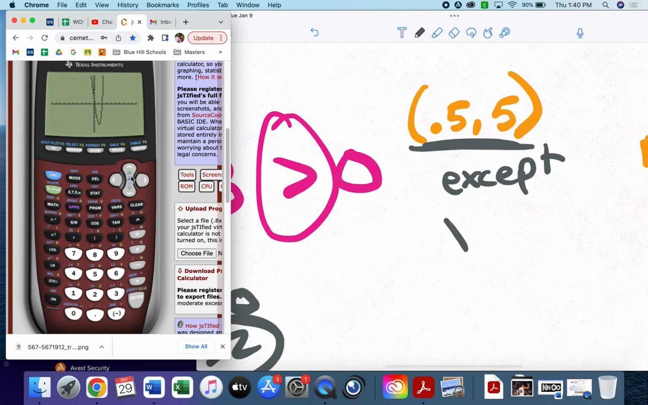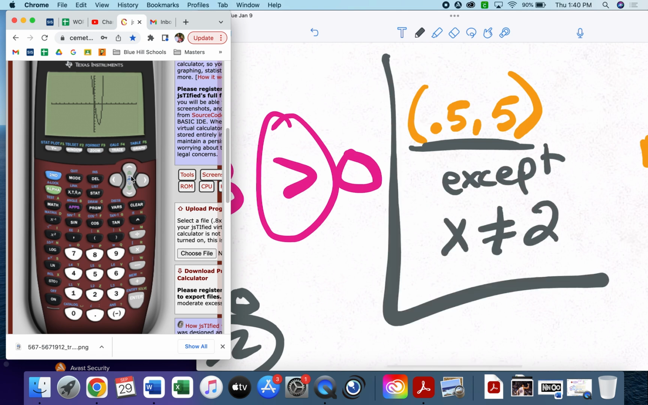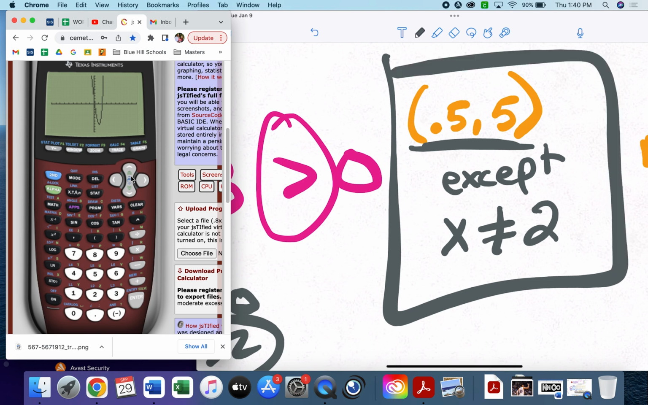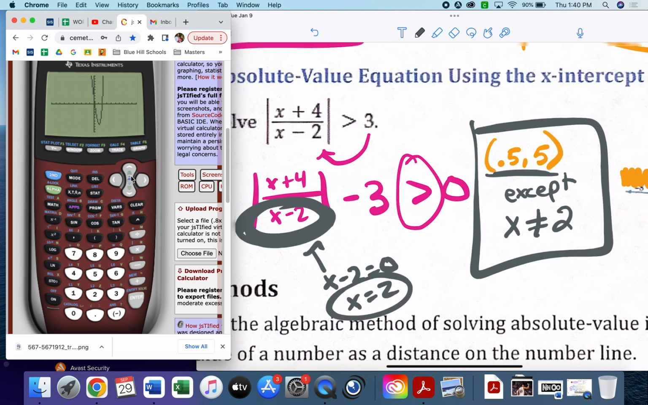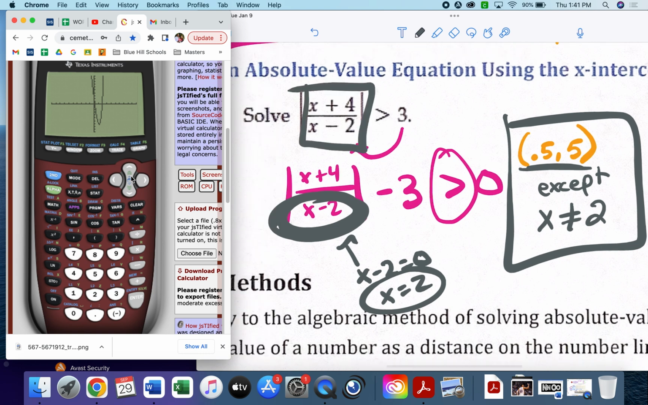x cannot be 2. So you have to also identify in here where there's a vertical asymptote. When do vertical asymptotes occur? When you have fractions like this. Okay, and it's always where the bottom is equal to 0.